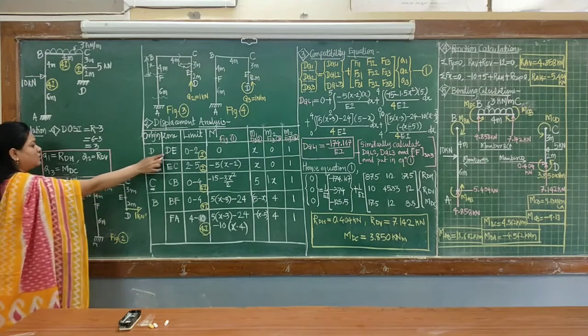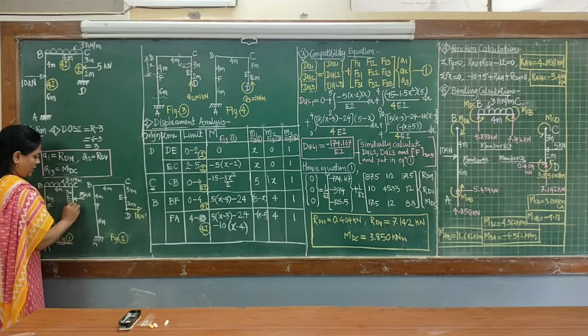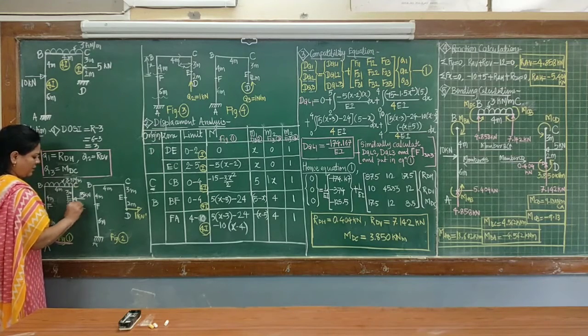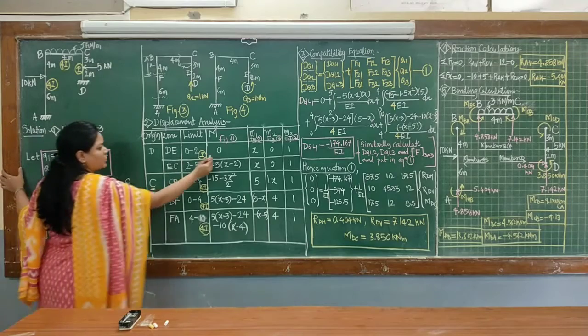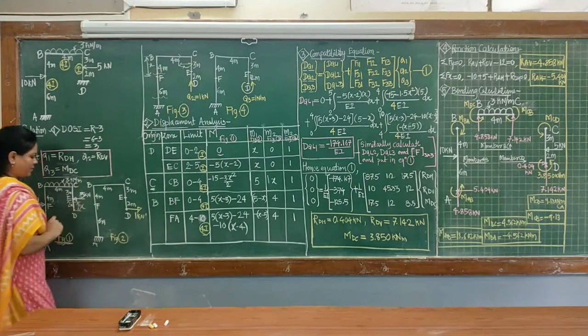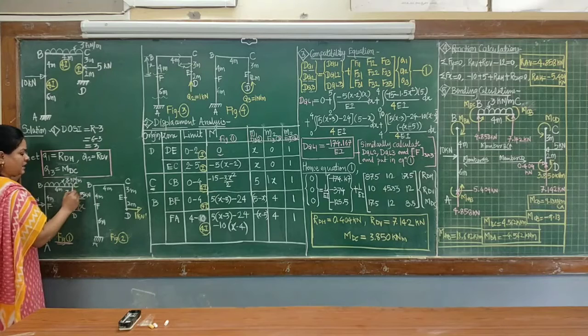So the very first zone is DE. Here take a section at a distance x from D point, that is from origin. As there is no load in this portion, therefore the moment is 0. Now the next zone is EC.